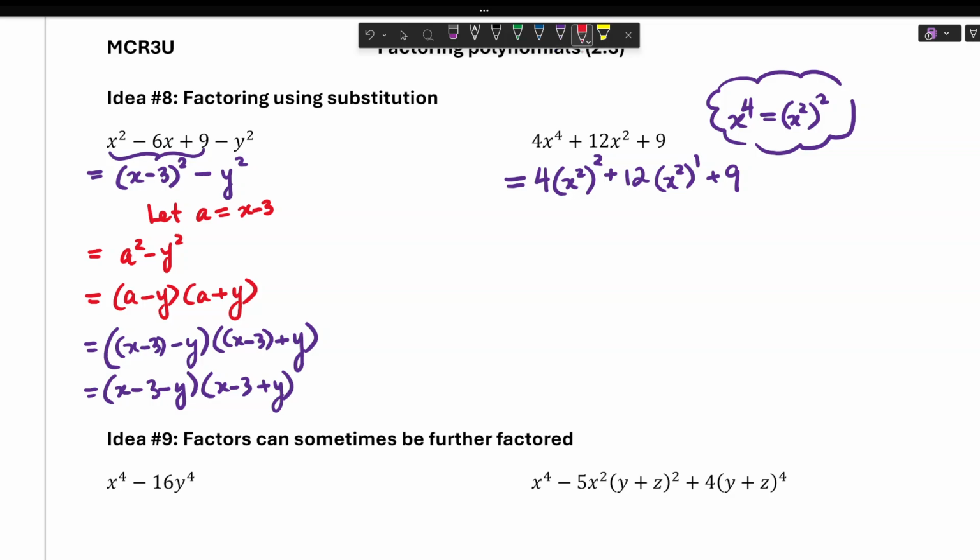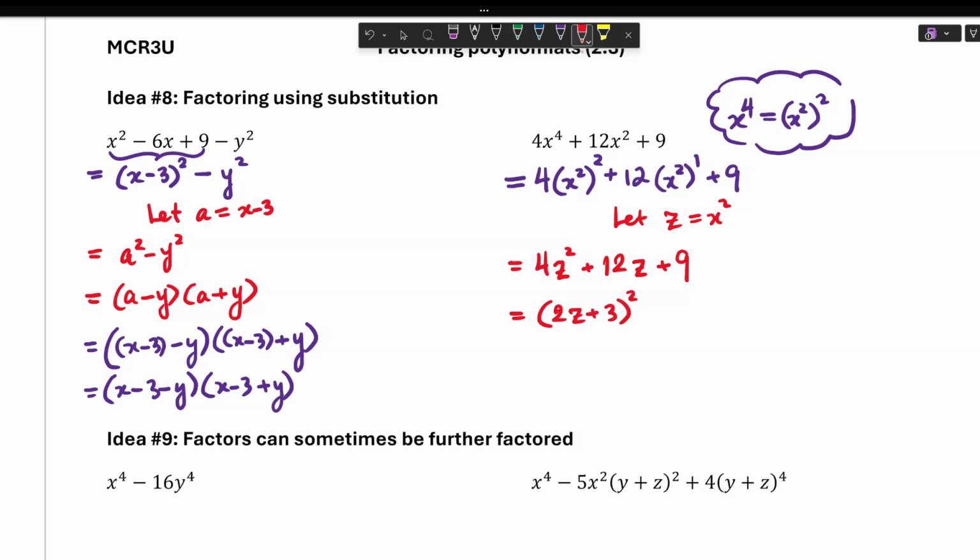Now, if it's hard to see, again, everything I'm writing in red here is optional and just to help you see how to factor it. If we say z is x squared here, we can say this is 4z squared plus 12z plus 9. That is something that we can factor pretty easily. So in fact, this one is a perfect square as well. That's not always the case, but it is in this case.